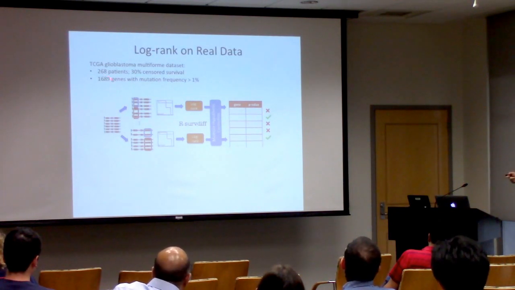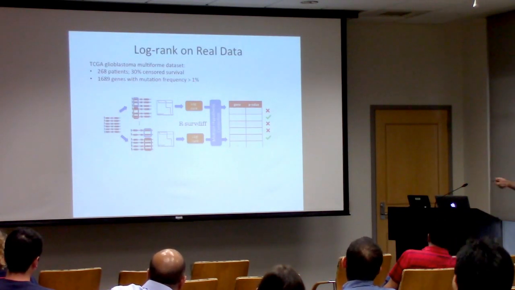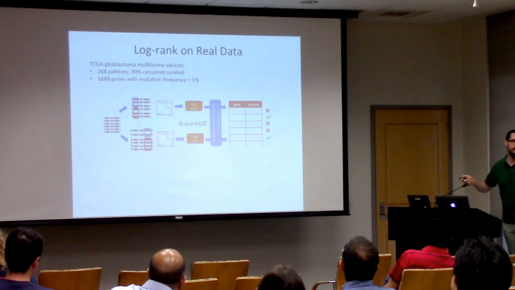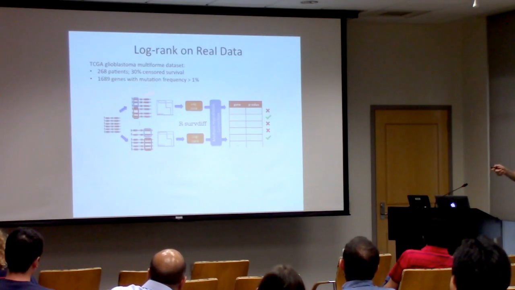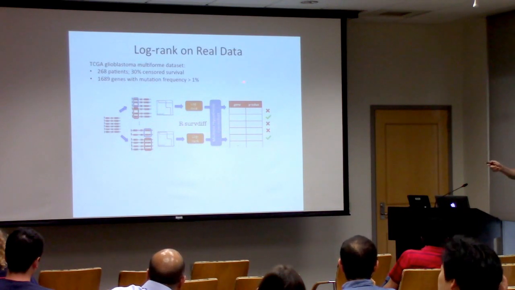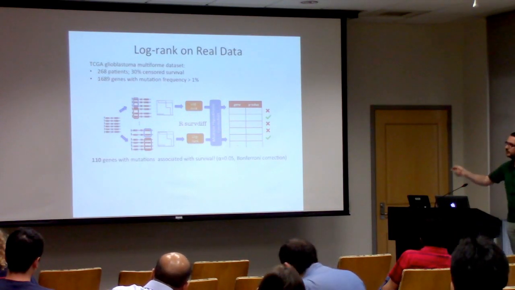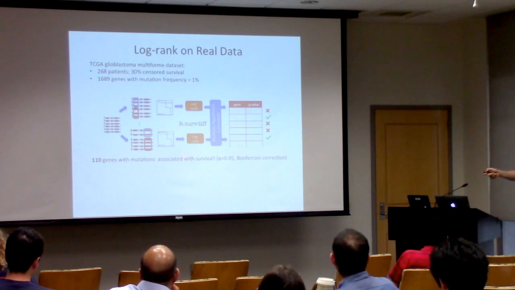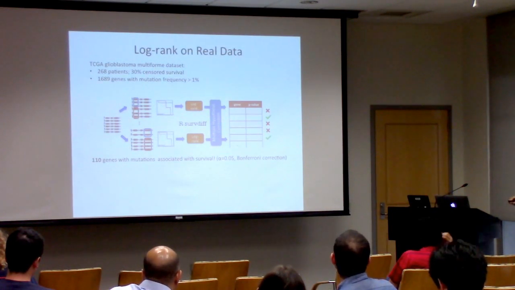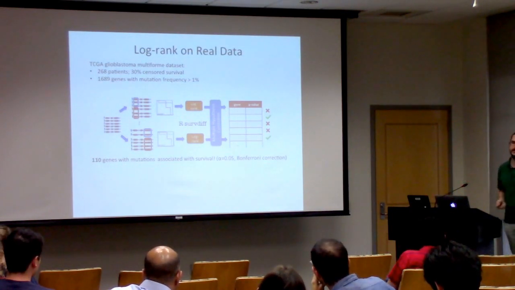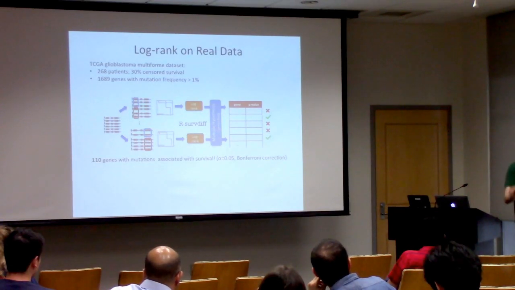And we considered the genes with frequency at least 1%, and we did the scheme that we described earlier. So I do the survival analysis for each gene in turn. I used R survdiff to compute the p-value, and then I do my multiple hypothesis correction. At the end, the result is that I get 110 genes with mutations associated with survival after Bonferroni correction with alpha equal to 0.05.